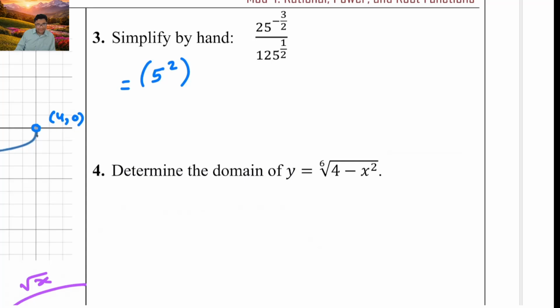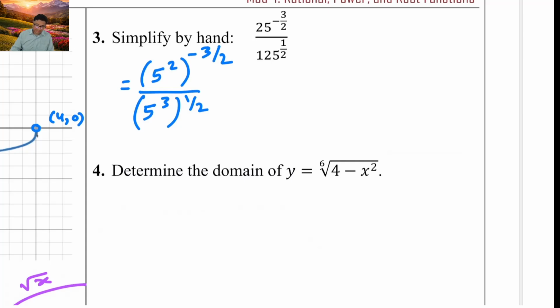5 squared to the power negative 3 over 2. Okay. Why did I do that? Denominator is 5 cubed. Okay.